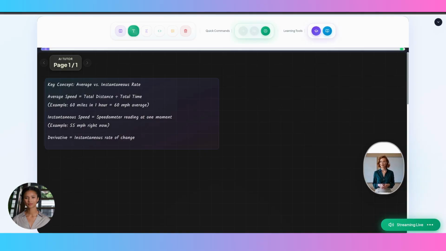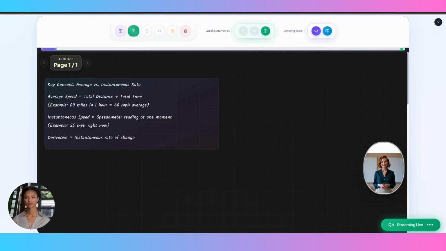Now, there are actually two very different ways to think about speed, and this distinction is the absolute heart of understanding derivatives. First, let's say you've been driving for exactly 1 hour, and you've covered 60 miles. Your average speed for that hour was 60 miles per hour, right? That's straightforward. You take the total distance and divide by the total time. But here's the fascinating part. At any single moment during that trip, when you glance at the speedometer, it might read 55 miles per hour, or 62, or even 70 if you're passing someone.